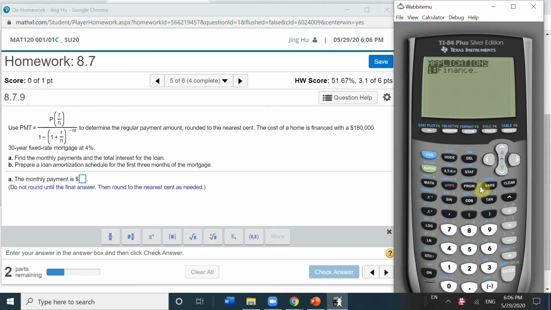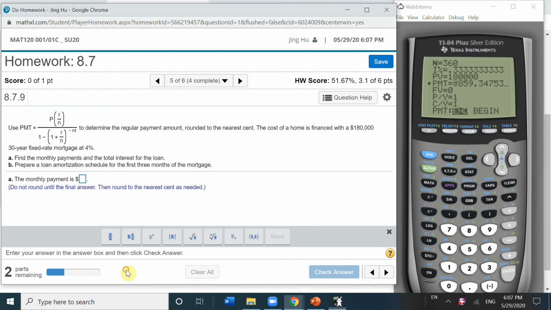Let's go to APPS, Finance, TVM Solver. So 30 times 12, because for a mortgage you always pay a monthly payment, so it's always compounded monthly. So that's 30 times 12, 360. Rate is 4 divided by 12. Present value is 180,000. And by default, payment is at the end of the month. So go to payment, reset 0, cover the 0, alpha, enter. So that's the answer. Here's the cent, just be careful.